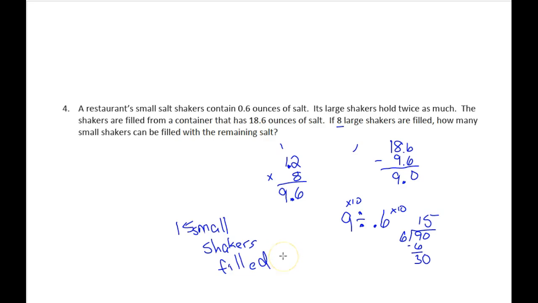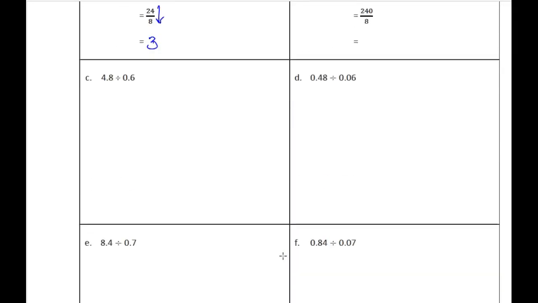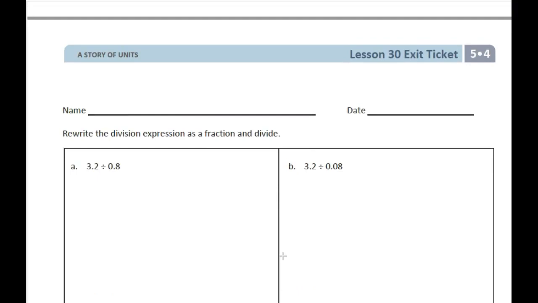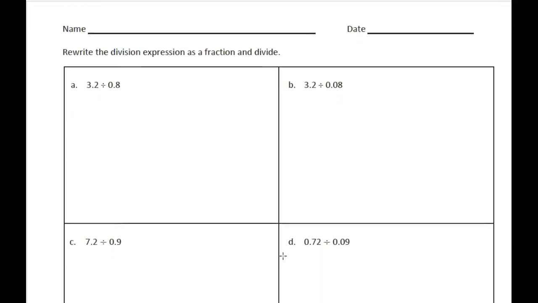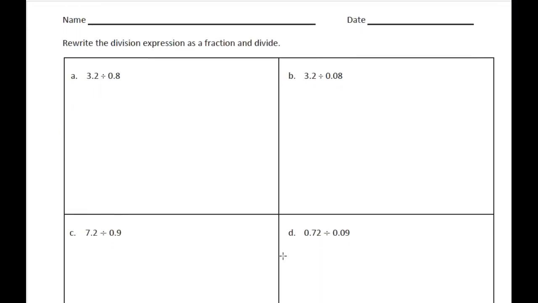So that's your answer. For homework tonight, let's take a look at the exit ticket. Here it is. I'm going to ask you to just simply do B. Do this one for your homework. 8 minutes.